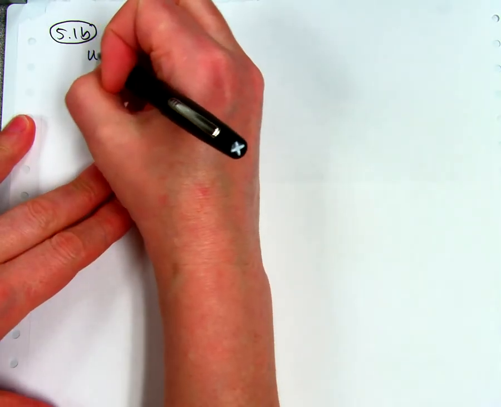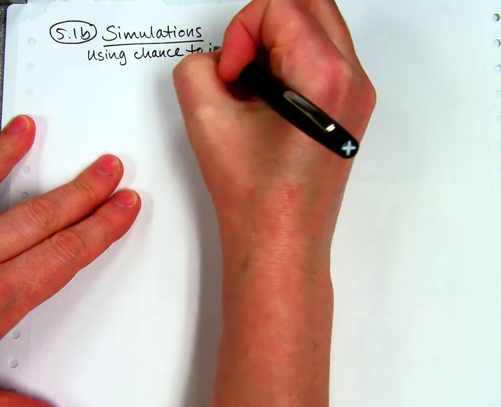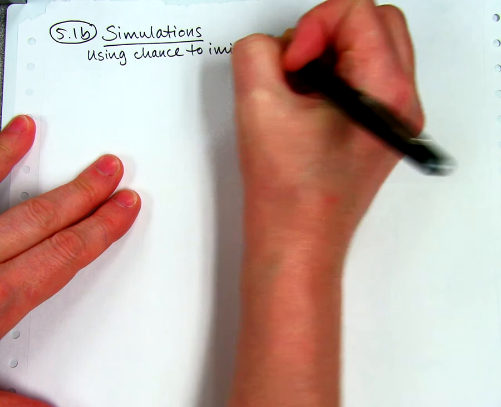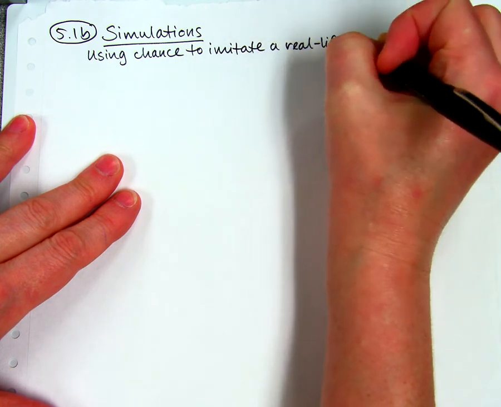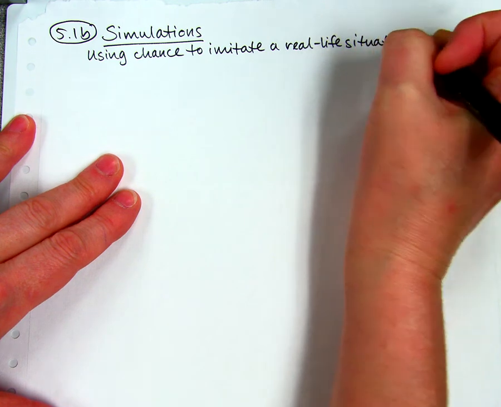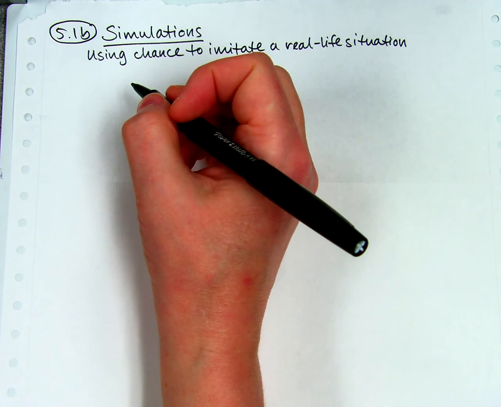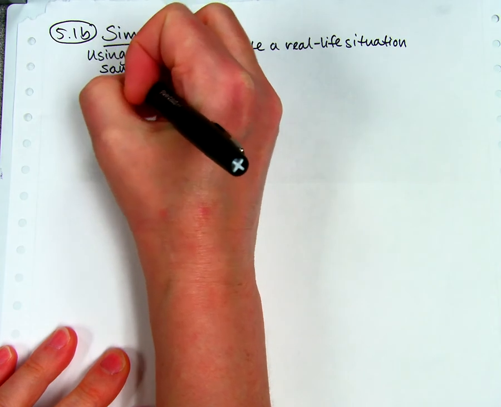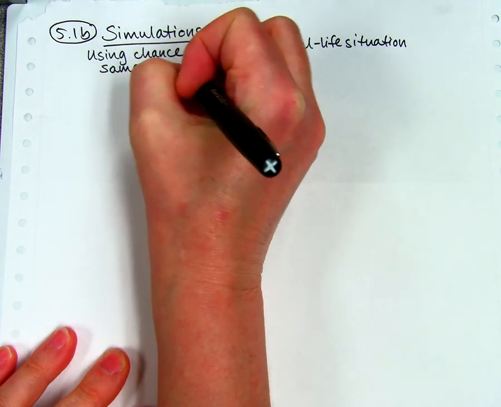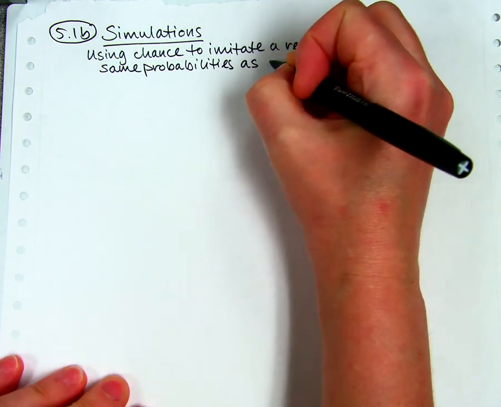It's basically about using chance to imitate a real life situation. And what this is usually used for is if it's hard to calculate the theoretical probability, you might do an experimental probability to estimate it. And what you want to do is set it up so it has the same probabilities as in the real situation.